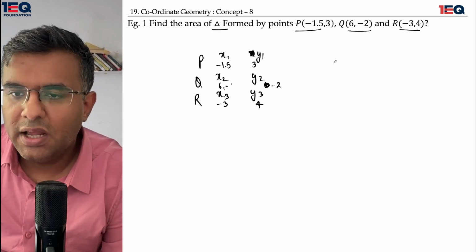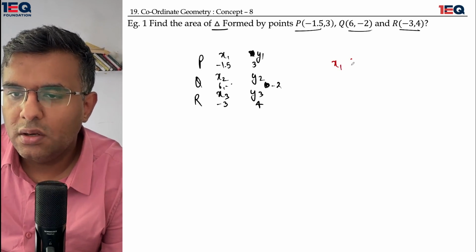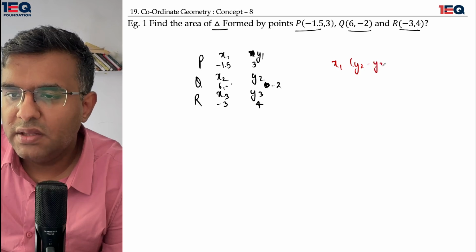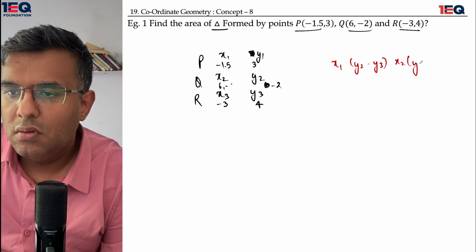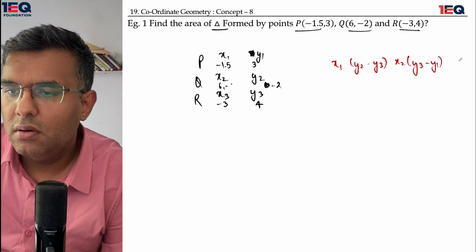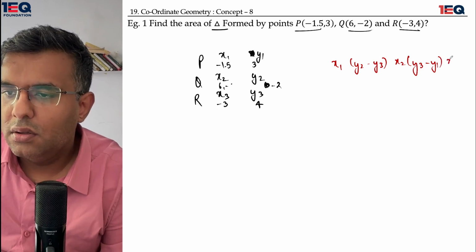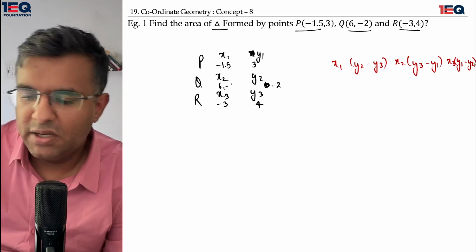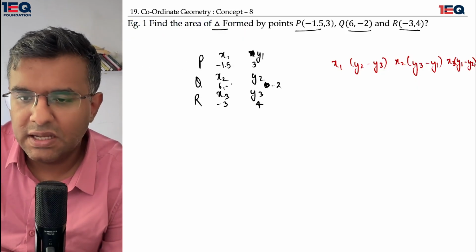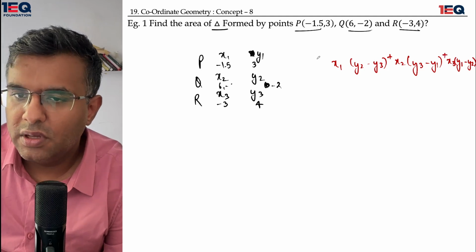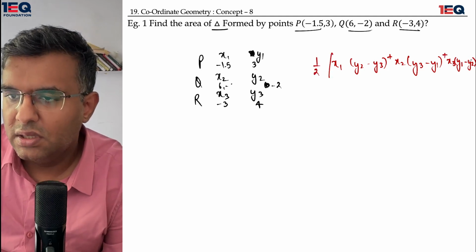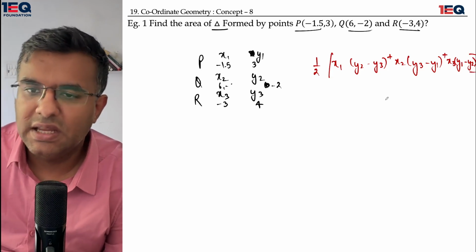So to solve them, I'll quickly write down the formula: x1 times (y2 minus y3), x2 times (y3 minus y1), and x3 times (y1 minus y2). All of them are multiplied. There would be a half sign which is staying outside, and there would be plus signs in the middle.